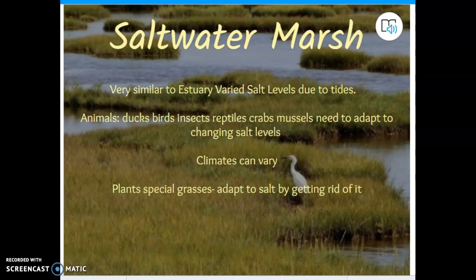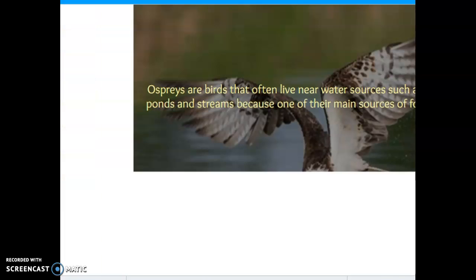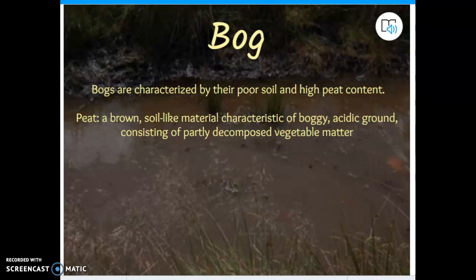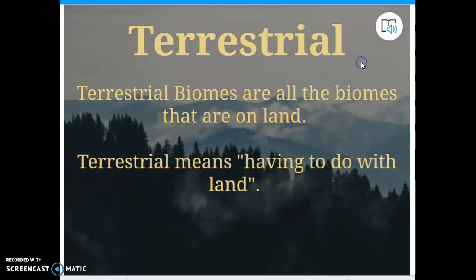We went through freshwater to saltwater marshes. And then we looked at the osprey, which is a bird that lives near all of these freshwater and some saltwater areas because it's a bird that eats fish. Just so you know that, it's a bird that eats fish. Looks like an owl. Here's a bog, a terrible place to live because the ground there is terrible. And that moves us into today, which is terrestrial biomes.